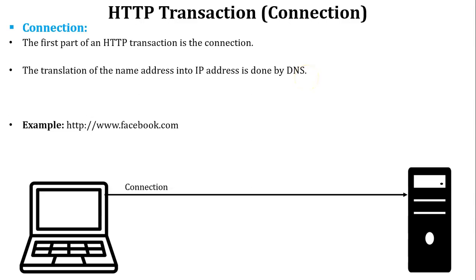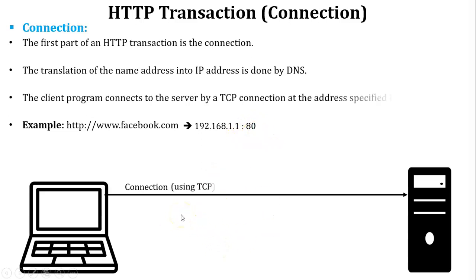For example, the facebook.com IP is 192.168.1.1. Here 80 is the port number because the HTTP protocol is used. So this IP address is sent to the server with a request for the connection. The client program connects to the server by a TCP connection at the address specified in the URL. So here the address is 192.168.1.1, which is the address of facebook.com, and 80 is the port number. So here the connection is established between the client and server.